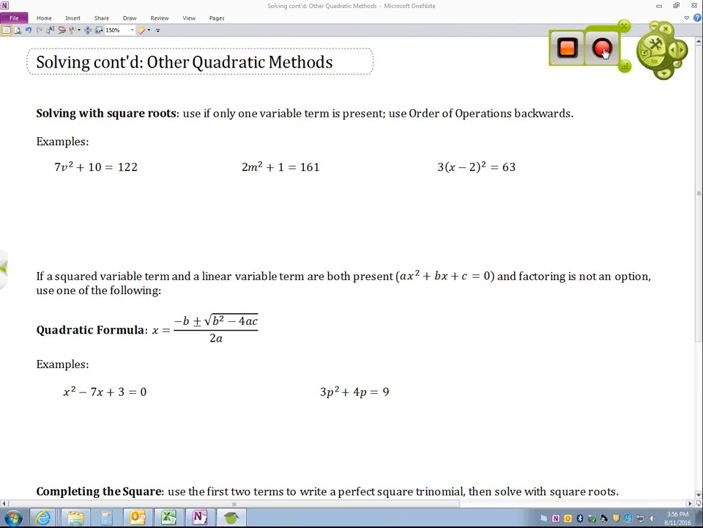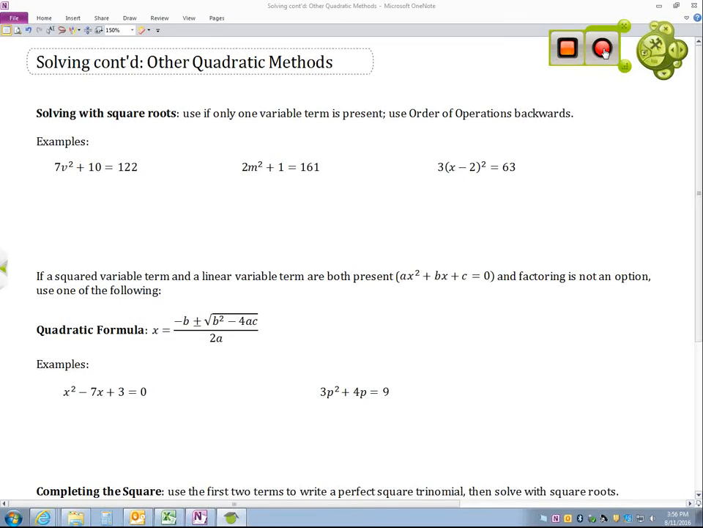Okay, the last solving video here has to do with a couple other methods for solving quadratic equations. This first one, solving with square roots, we use if we only have a single variable term. When we did solving by factoring, we usually had in our trinomial an x squared and an x term and then a constant. But here, this is when we only have the squared term.